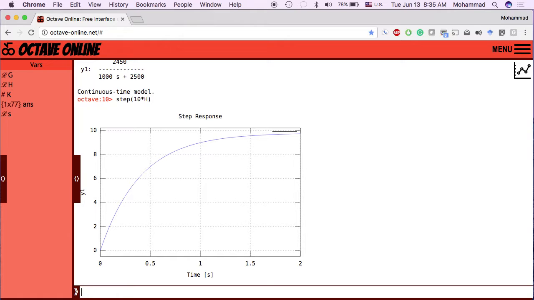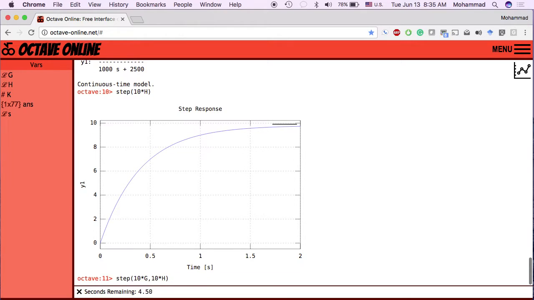Okay, I'll give you a few seconds to play with that. Use different numbers for your controller gain and see the difference it makes. One thing, for example, you can do is look at step response of G, the open loop system, when it receives an input of 10, and compare it to step response of closed loop on the same plot.